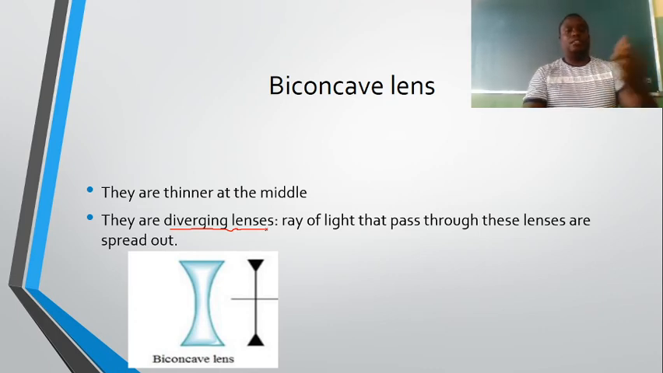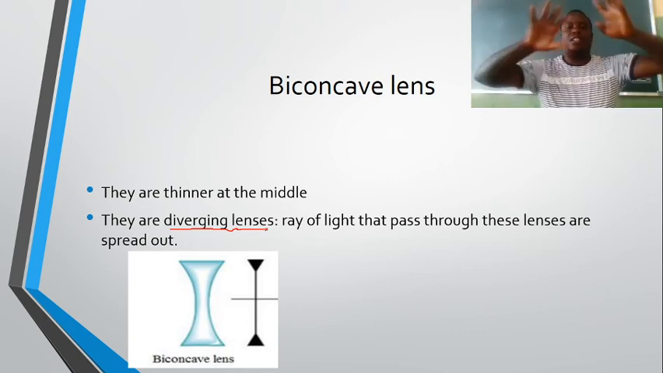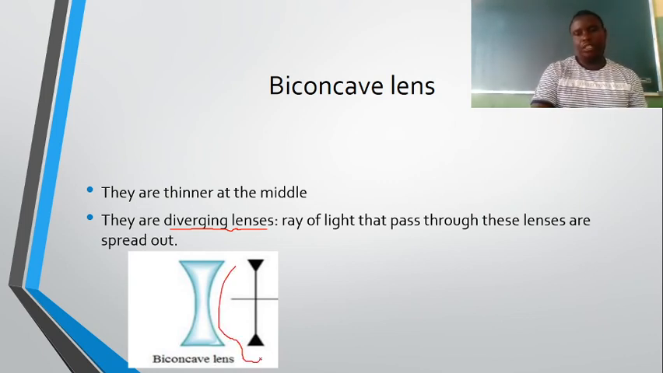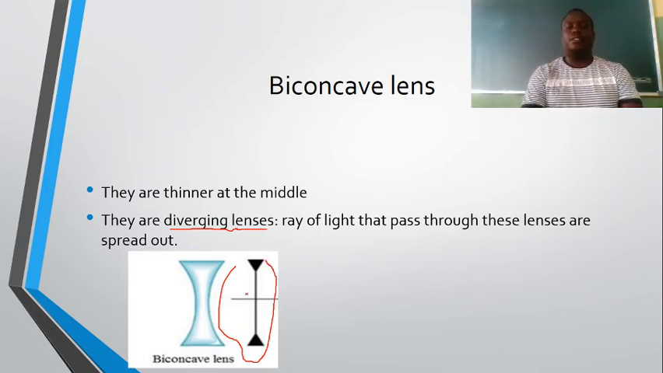So, this is the first one that we have talked about. It means that they diverge beams of light in different directions. They spread them out. And also the symbol that we use in ray tracing is this one. This is the symbol that we use in ray tracing.